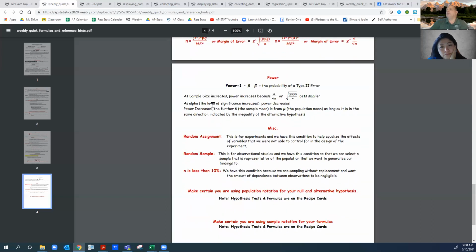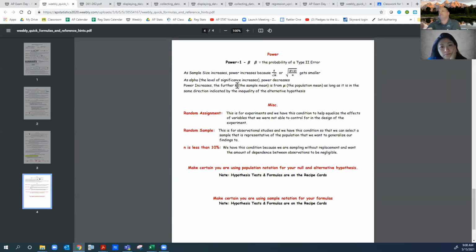Power, you absolutely need to know power, and that as sample size increases, power increases. And this is some miscellaneous stuff that you should probably read on your own. And I think that concludes that.